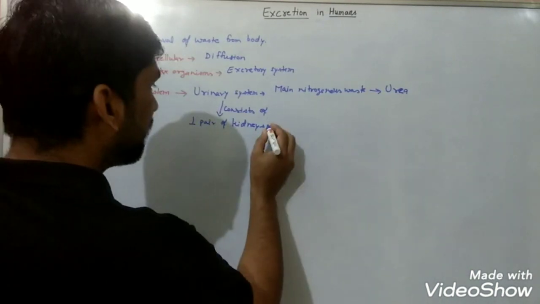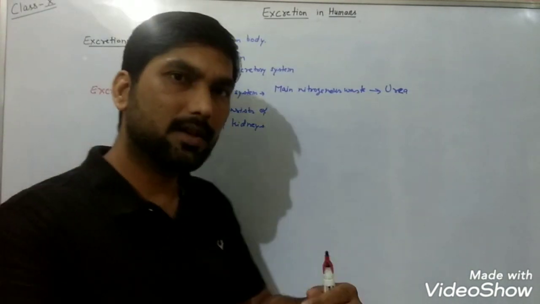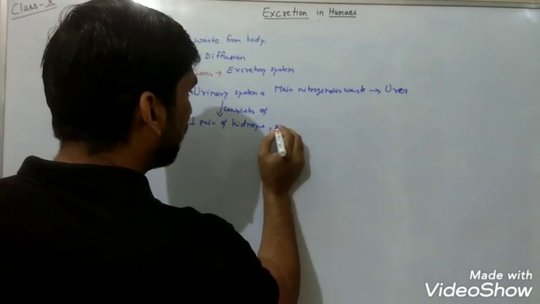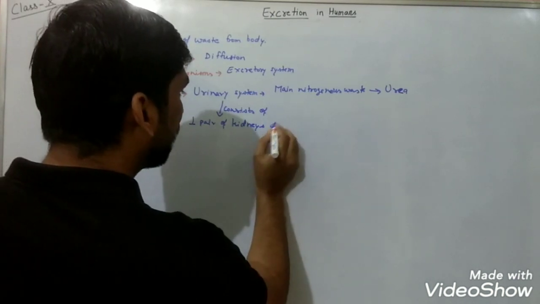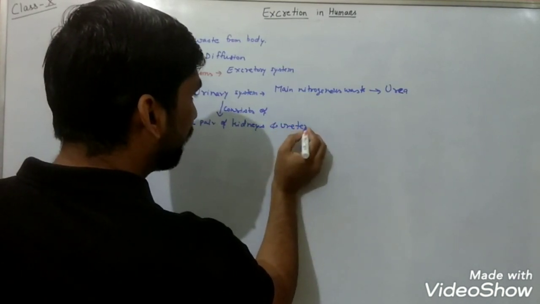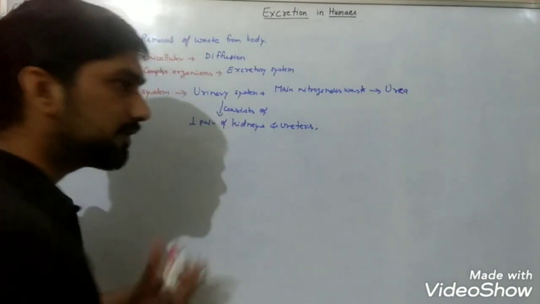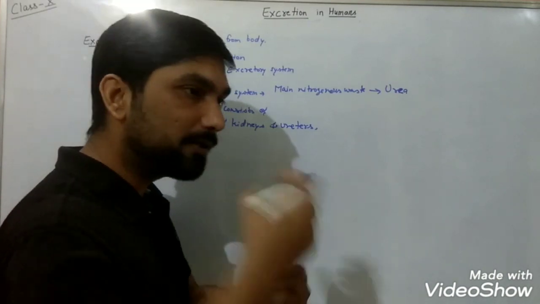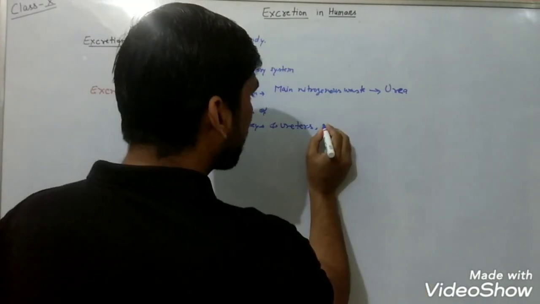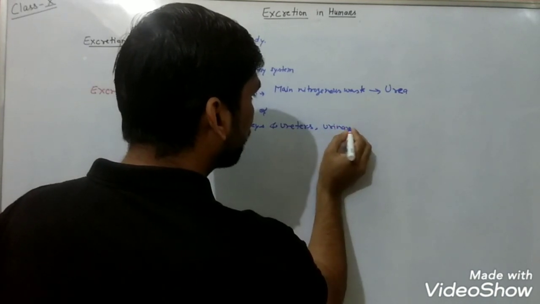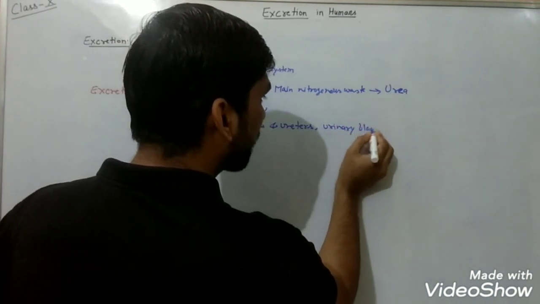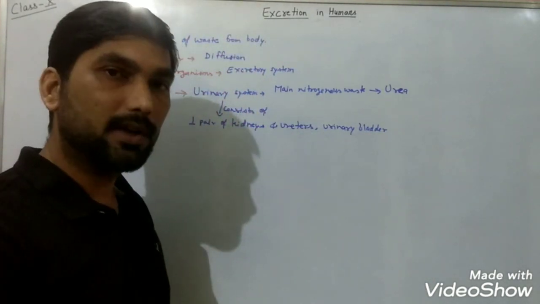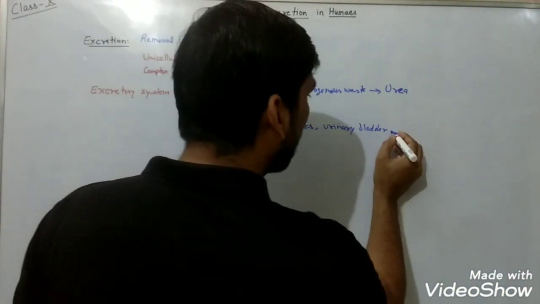So from these two kidneys, the urine is passed in a tubular pipe that is known as ureter. So one pair of kidneys and ureters. Now next one is a muscular organ where urine is stored before it is released out, that is known as urinary bladder. And finally an opening through which that urine passes out from the body, that is known as urethra.